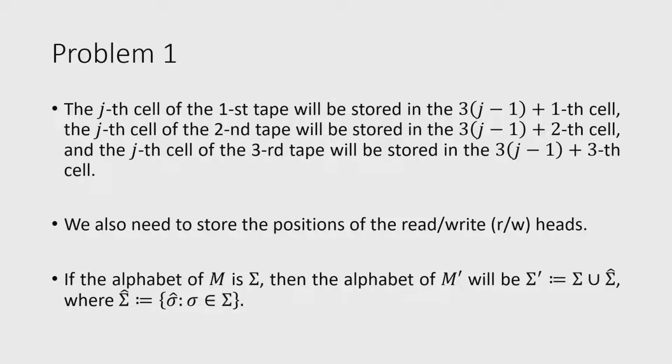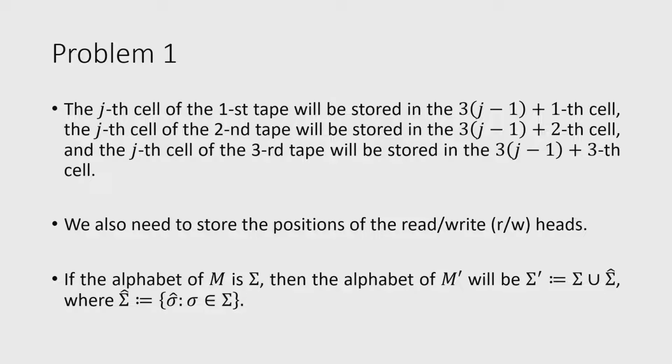So the jth cell of the first tape of M would be stored in the 3j minus 1th cell of the tape of M prime. The jth cell of the second tape of M will be stored in the 3j minus 1 plus 2th cell of the tape of M prime, and the jth cell of the third tape of M will be stored in the 3j minus 1 plus 3th cell of the tape of M prime. So this is how we would store the tapes of M onto a single tape of M prime.